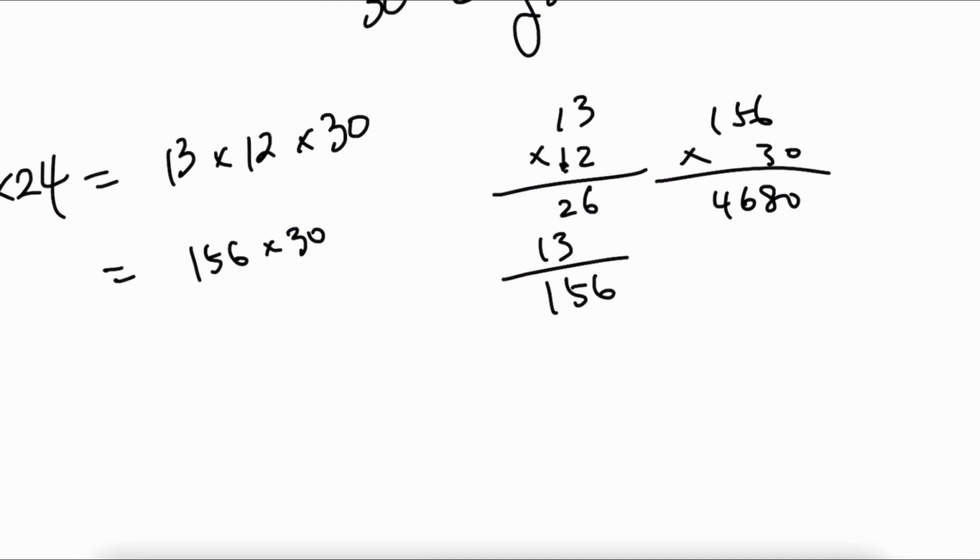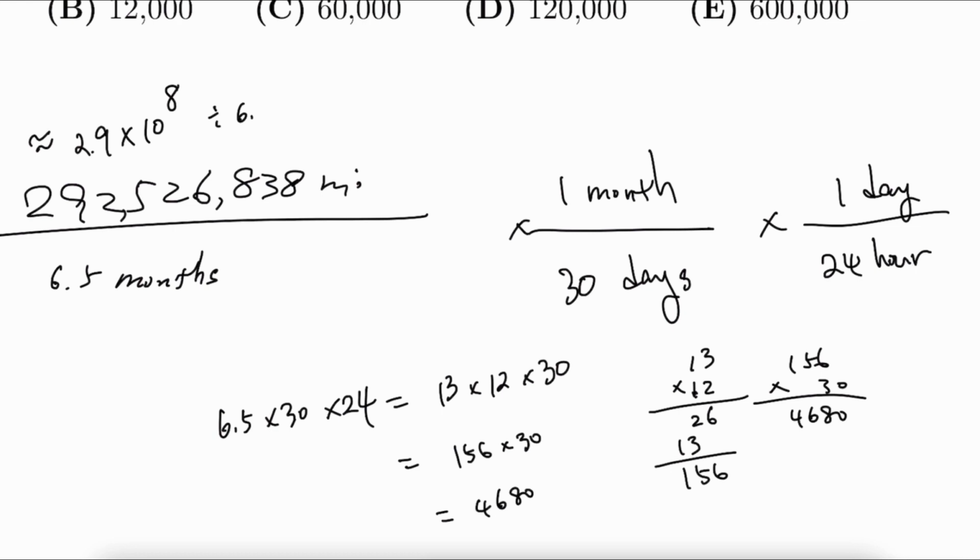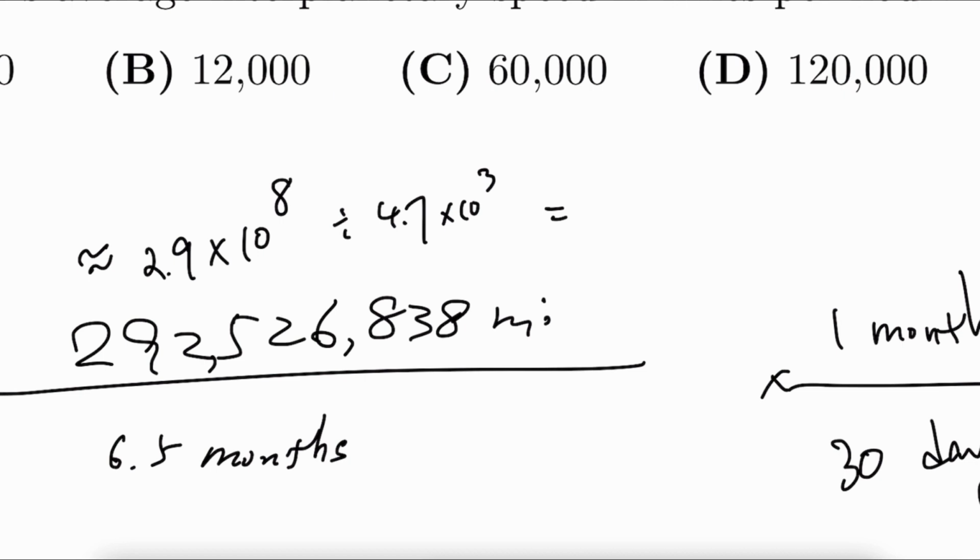So, that is about 4.7 times 10 to the 3rd. So this is about 1/2. I know it's not really, it's like 0.6. So because we know the answer is like this, it's like 0.6 times 10 to the 5th.